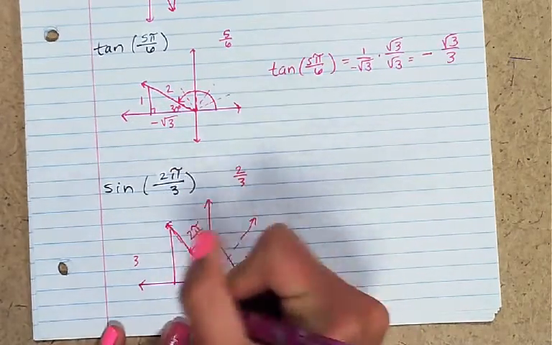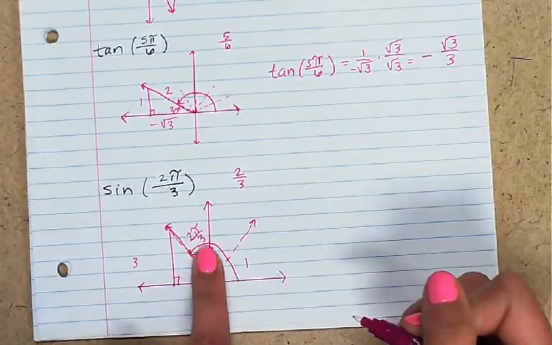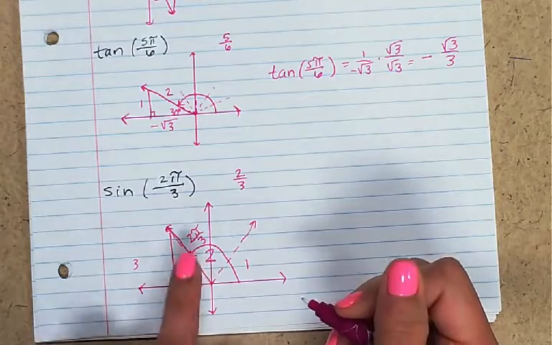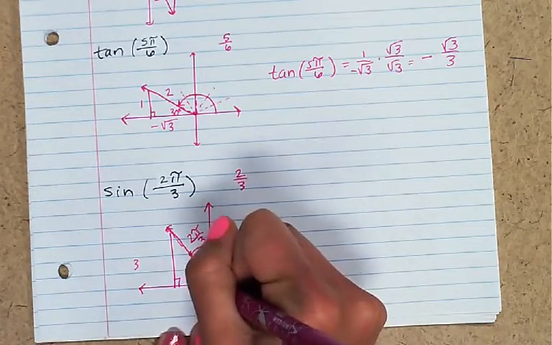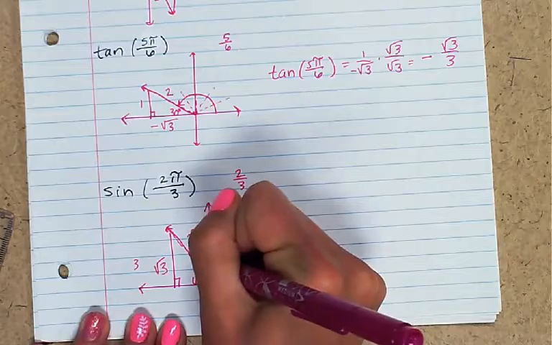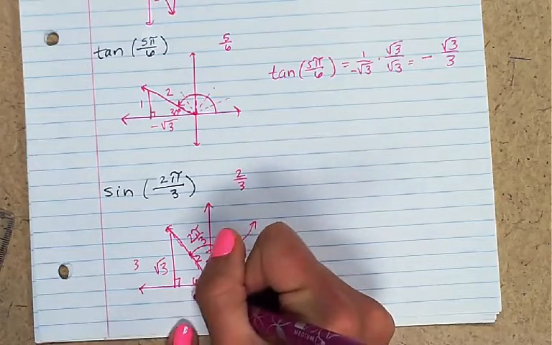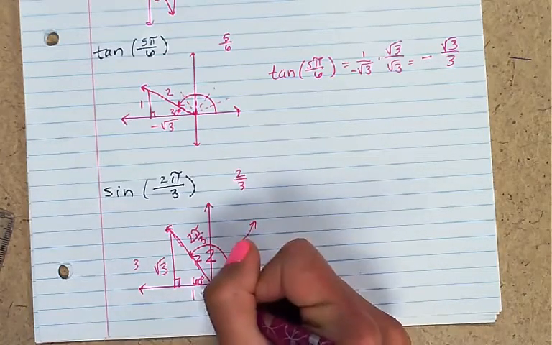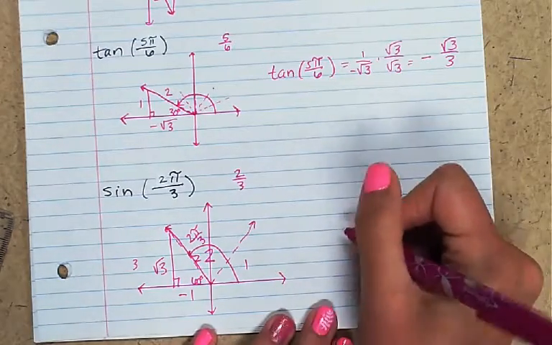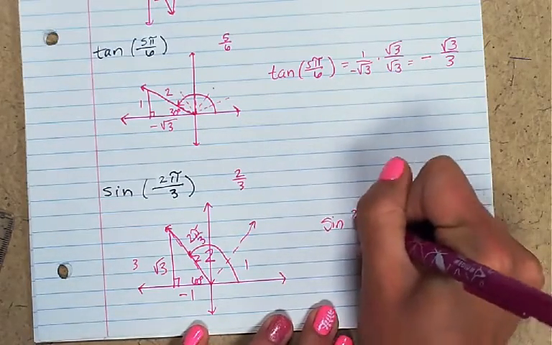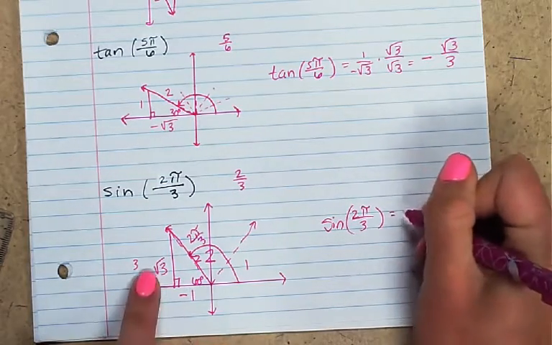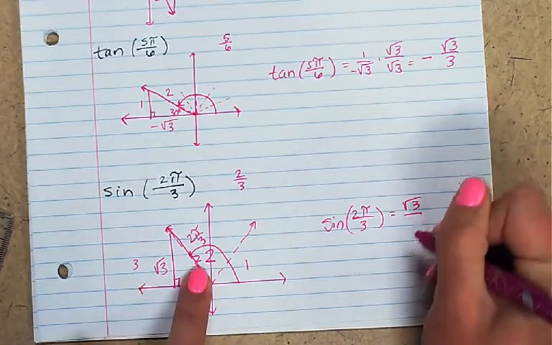Connect it back down to the x-axis. Like I said, you're moving in 60-degree increments. So 60, 120, 180. So this had to be 60 degrees. Opposite 60 is the square root of 3. The hypotenuse is 2. And then the adjacent, opposite 30 degrees, is 1. Since we moved left, it's negative. And we want sine. Sine is opposite over hypotenuse.